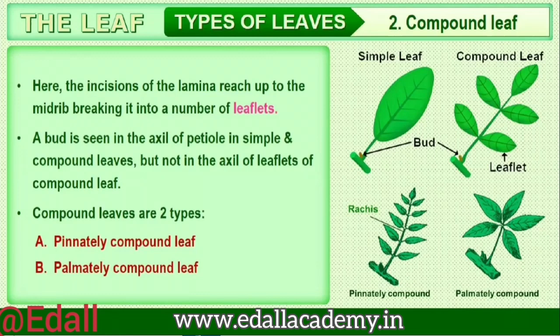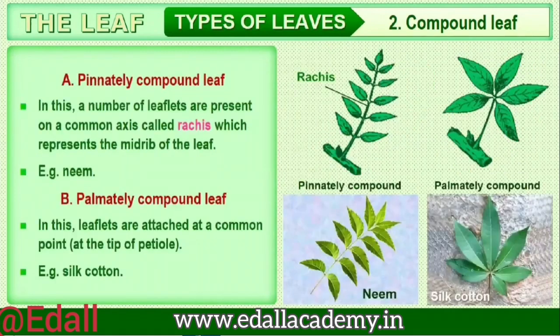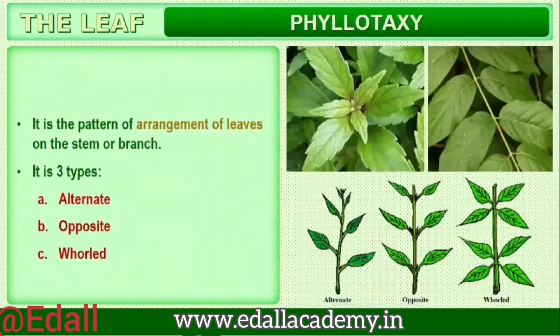The compound leaves may be of two types. In a pinnately compound leaf, a number of leaflets are present on a common axis, the rachis, which represents the midrib of the leaf as in neem. In palmately compound leaves, the leaflets are attached at a common point, that is, at the tip of petiole, as in silk cotton.